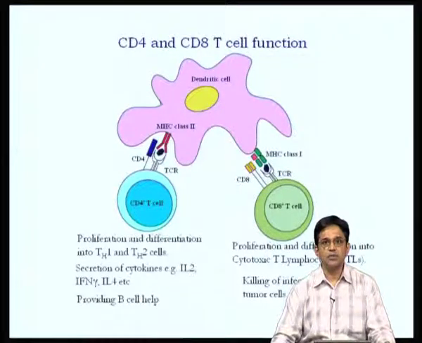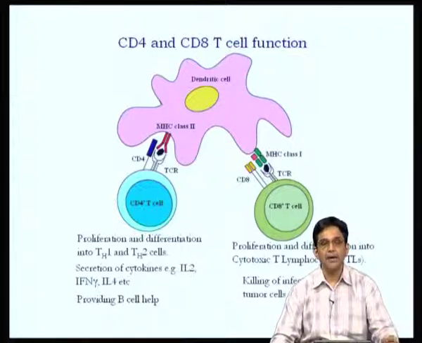Okay, so this is just to tell you a little bit about CD4 and CD8 function. Here what we have shown is a dendritic cell, which is an antigen presenting cell. It is presenting MHC class 2, and here is a CD4 T cell with a cognate T cell receptor. Upon activation, CD4 positive T cells, which are helper cells, help macrophages and B cells, and this leads to proliferation and differentiation of the CD4 helper cells into Th1, Th2 types. These are the primary types, and this results in production of cytokines and so on.